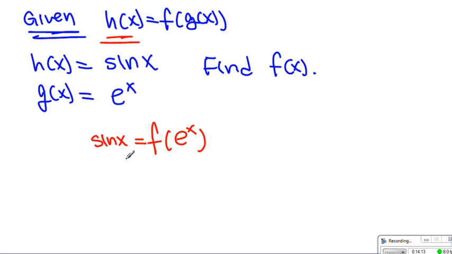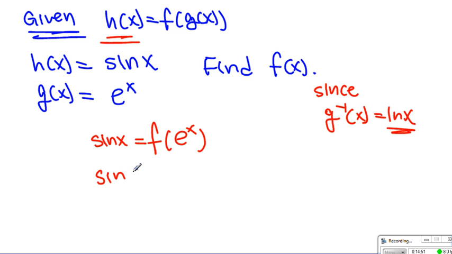Now, here the thing is, what can we do so that we can get rid of e to the x? Then we need to figure out, just like before, the inverse of e to the x. The inverse of e to the x, we know that is ln of x, we're going to put in place of x's. Then what do we end up getting?